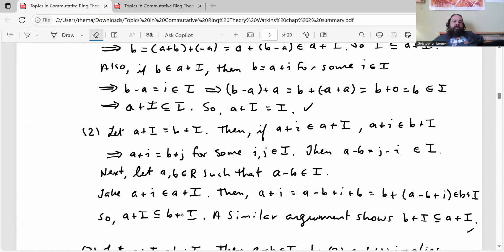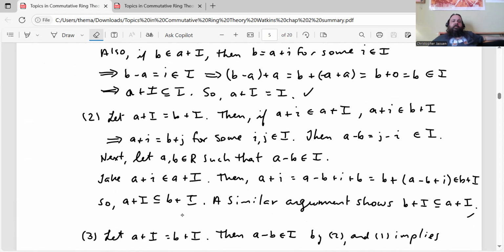All right. Property two, let a + I = b + I. Then a + 0 is an element of a + I, so a is an element of b + I because they're equal, right? That implies a + i = b + j for some i, j in I. Then a - b = j - i is an element of I.